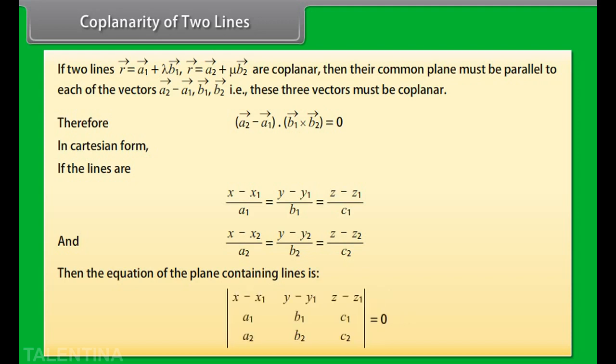First row: x minus x1, y minus y1, z minus z1. Second row: a1, b1, c1. Third row: a2, b2, c2, equals 0.